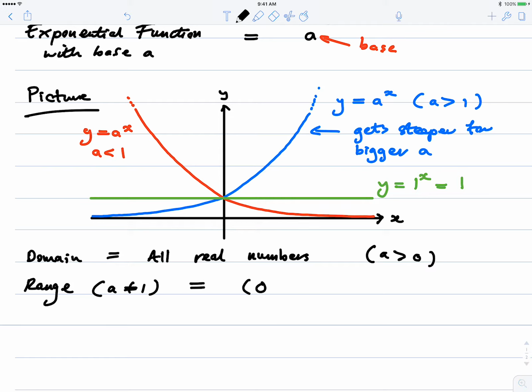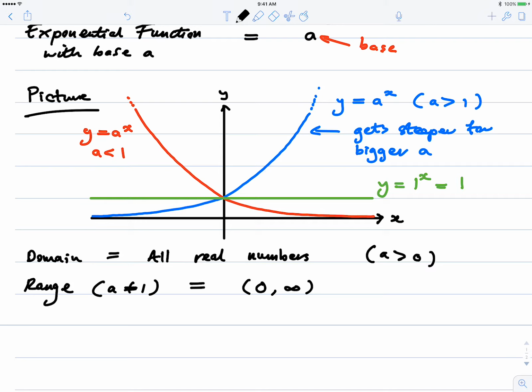So the range is equal to, in interval notation, (0, ∞), not inclusive of 0. a to the x is never equal to 0, but it's any positive number from that point on. So that's the domain and range of exponential functions.